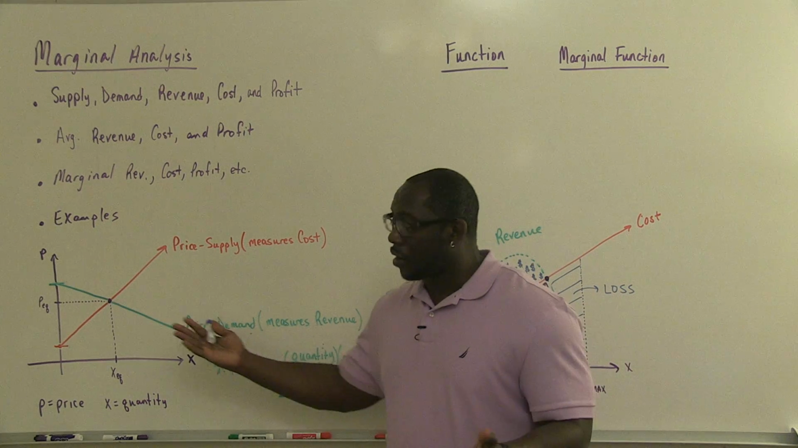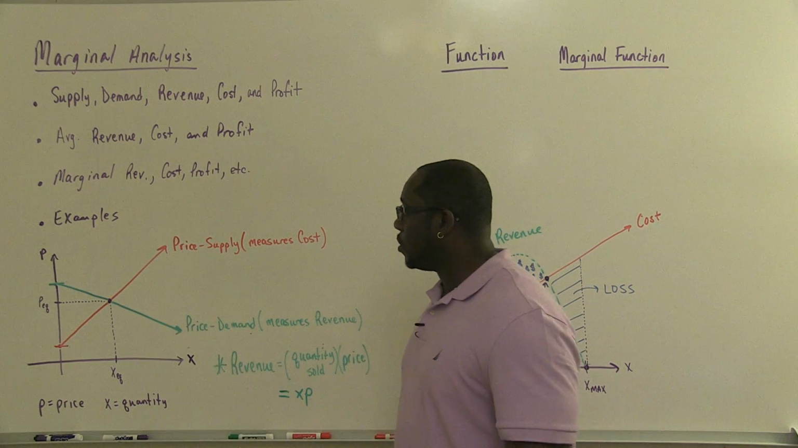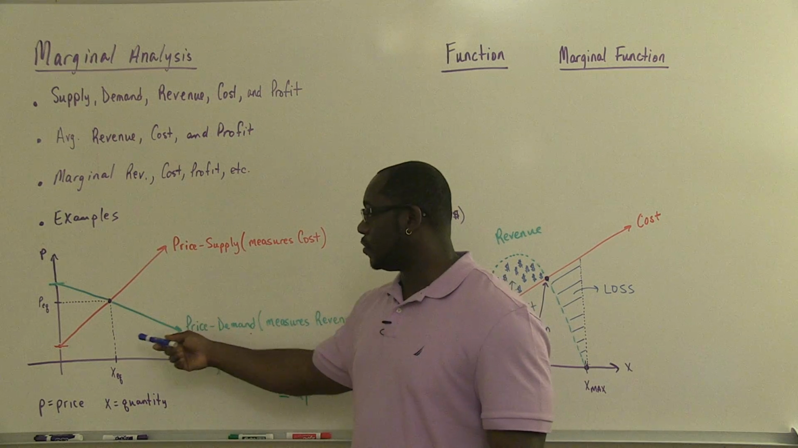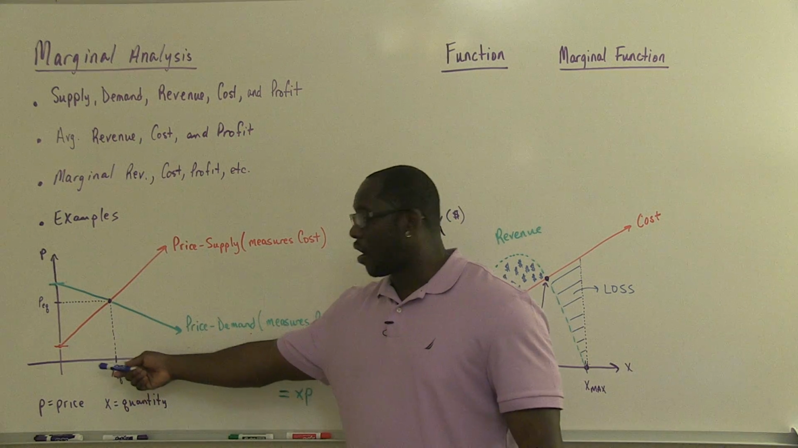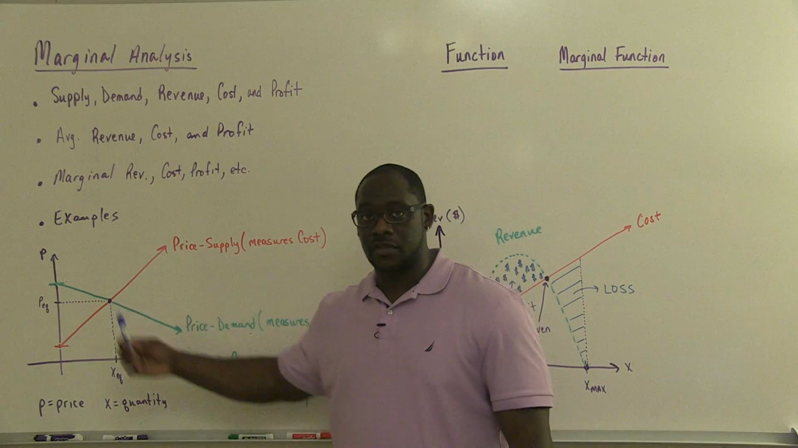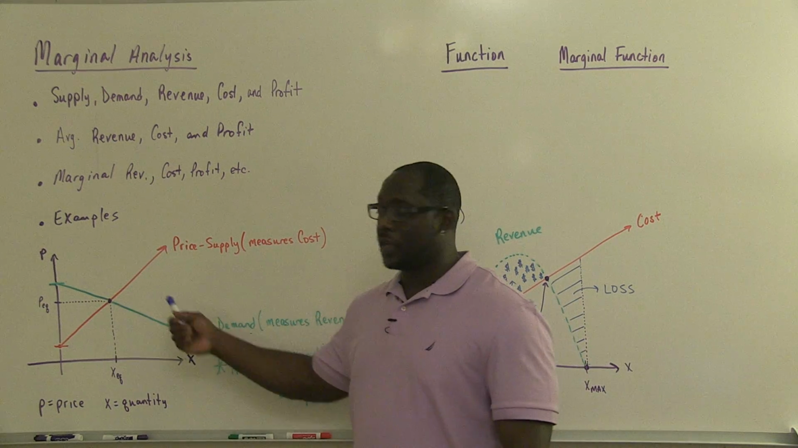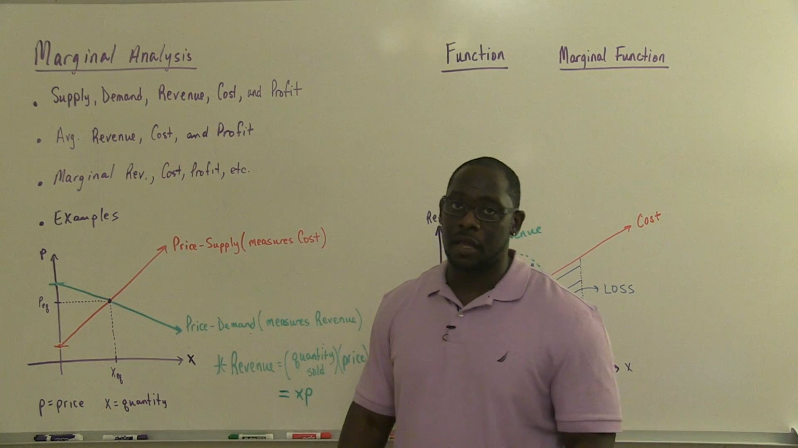And so if we start off by looking at supply and demand, we see that our price supply curve is basically saying as our quantity increases, our price increases. Or put another way, the more things that we buy to stock up to be able to sell, the more it's going to cost.